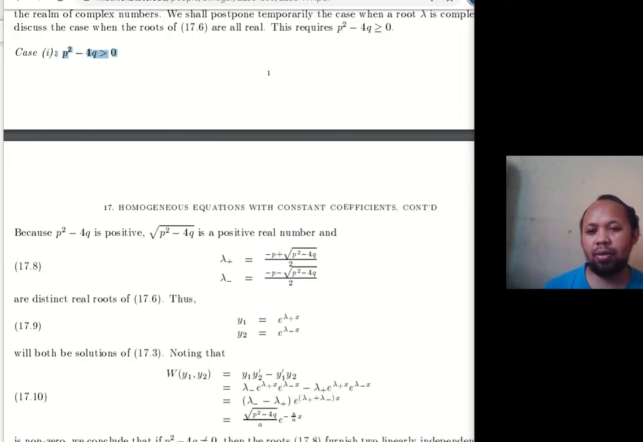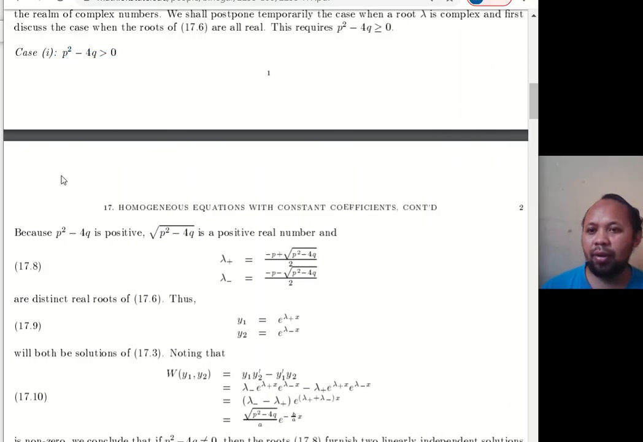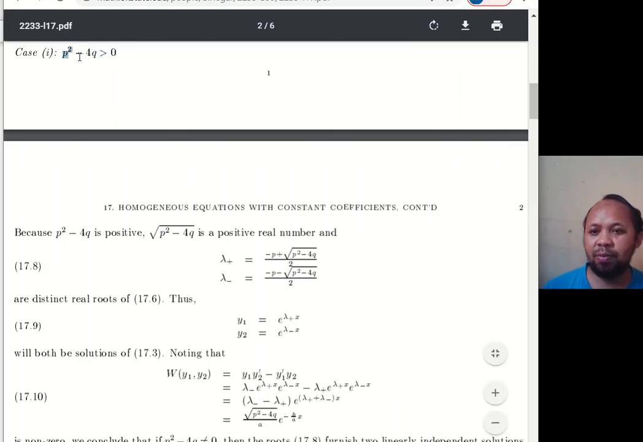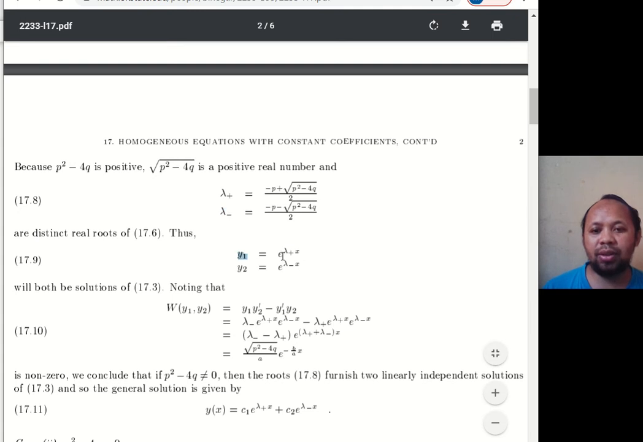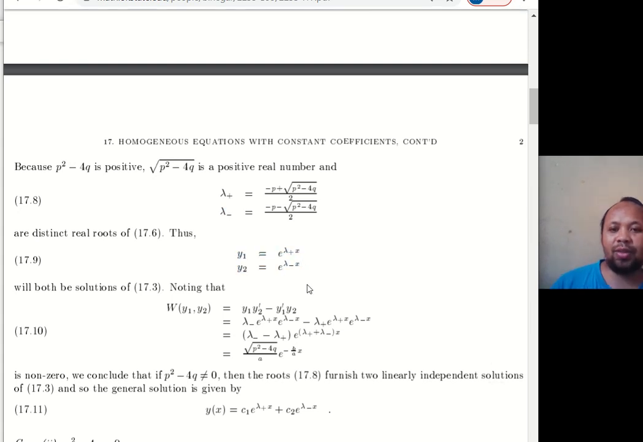When the discriminant of the characteristic equation is positive, then the value of lambda will be straightforward. I think you have known that when the discriminant is positive, we will obtain two real values for lambda, or for the roots of the equation. And from there, we can obtain two different solutions for the differential equation. So it is quite clear in this case.